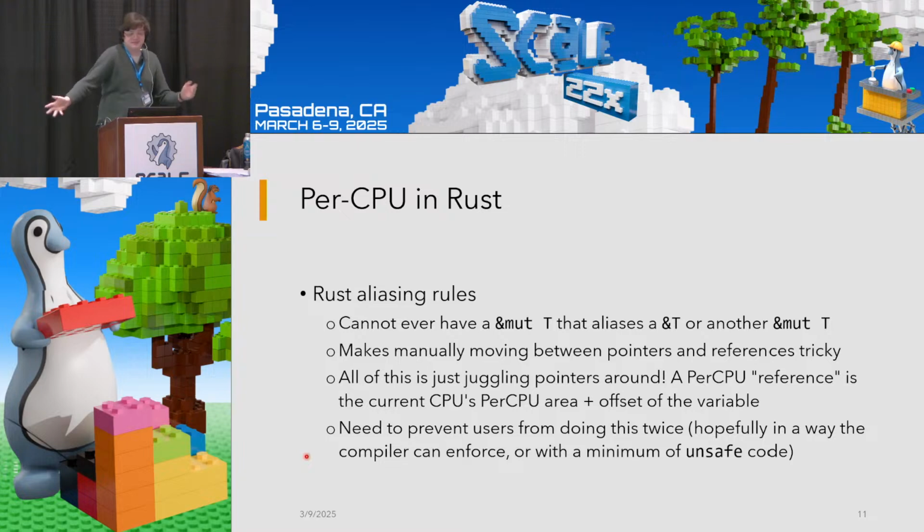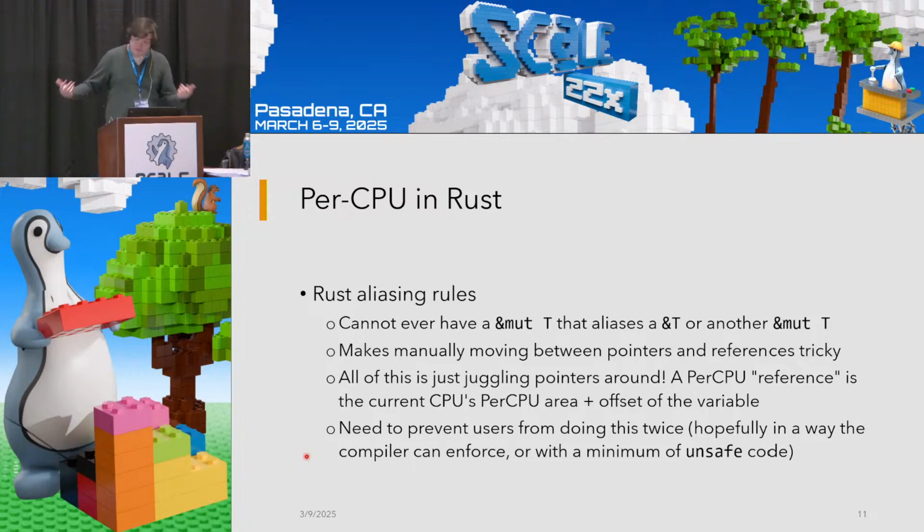All of this is basically just juggling pointers around. A per CPU reference is the current CPU's per CPU area plus the offset of the variable. So we need to prevent users from essentially doing this pointer arithmetic twice and making these per CPU references that alias each other if any of them are mutable.